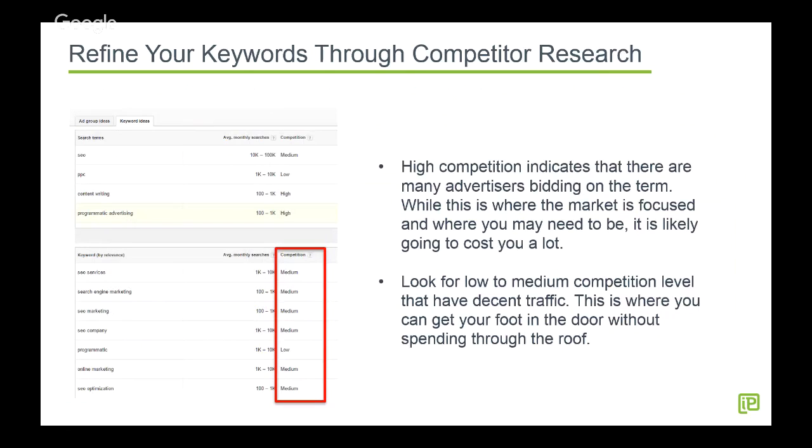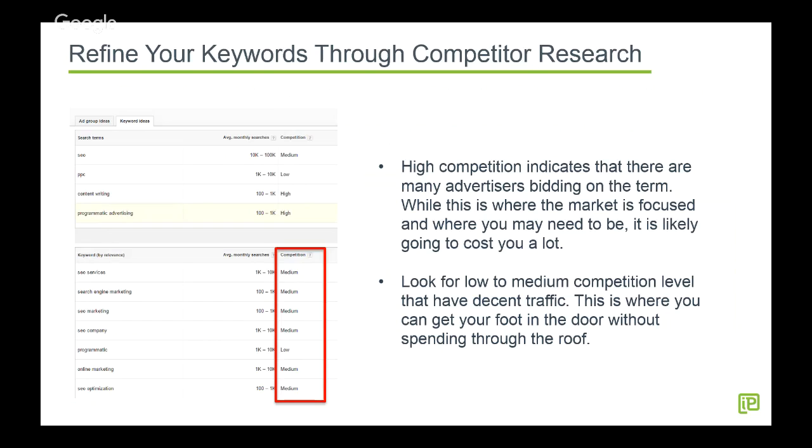Finally, when looking at competitors, what we want to consider is the competition level. So you can see that there's essentially a range between low, medium, and high competition. High is obviously where a lot of the traffic is going to be and where a lot of advertisers are going to be bidding. The downside of this though is it's going to be very expensive. So if you don't have a large budget, you might want to avoid quite a few of the terms that are high in competition.